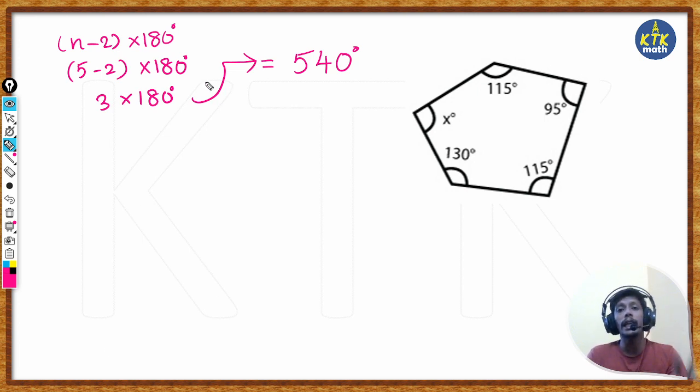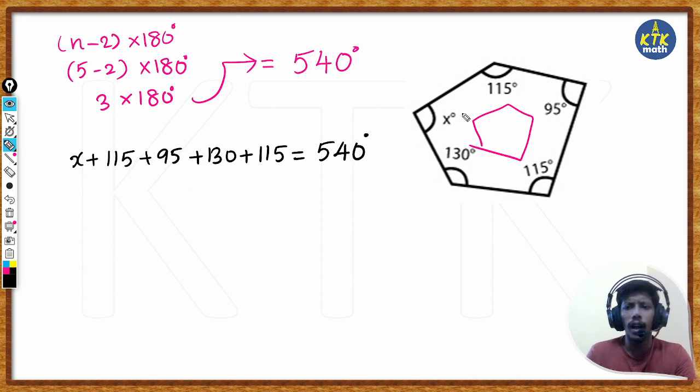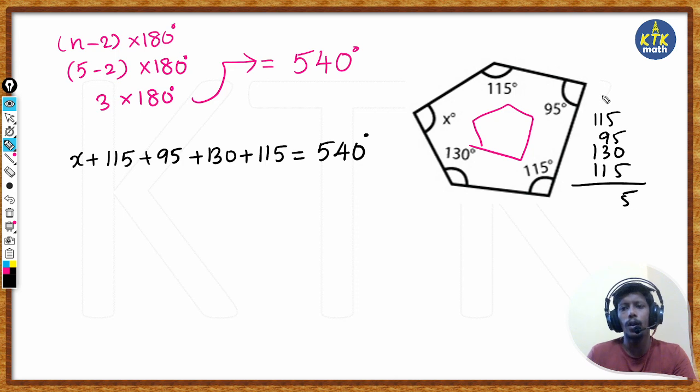So the sum of all interior angles of this pentagon is going to be 540, and then you add all the values, just like the previous one. x, 115, 95, 130, 115 is equal to 540. You are going to write this. Add them carefully. Better I will add them separately to avoid mistakes. You can add them separately. So 15, 5, 1, 10, 11, 14, 15, 1. So 455 you are getting there. Okay, so you are getting 455.